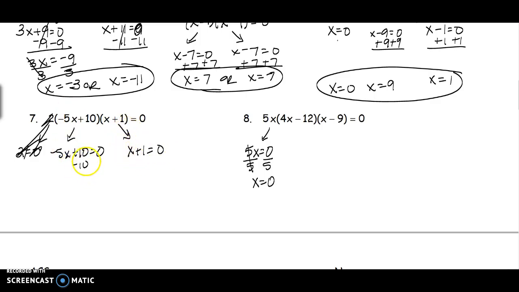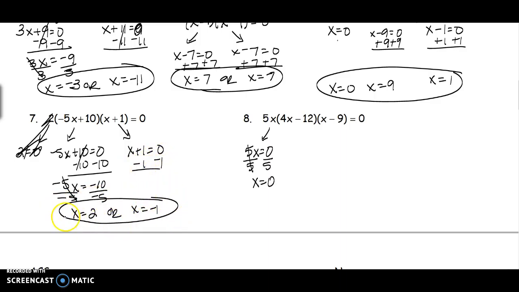So we would subtract 10, and you get negative 5x equals negative 10. Divide by negative 5, and x equals 2. Or here, subtract 1, x equals negative 1. In 8, we've already started, but we have 1, 2, 3 x's. We've solved for 1 already. So let's bring down our other 2.